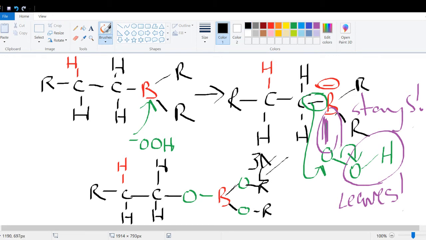So now we've done that 3 times and we get this kind of weird looking molecule where there's no more alkenes. Everything is this weird mix of alcohols that are attached to a boron. At this point I'm going to stop again and say, is everybody with me so far? Are there any questions?